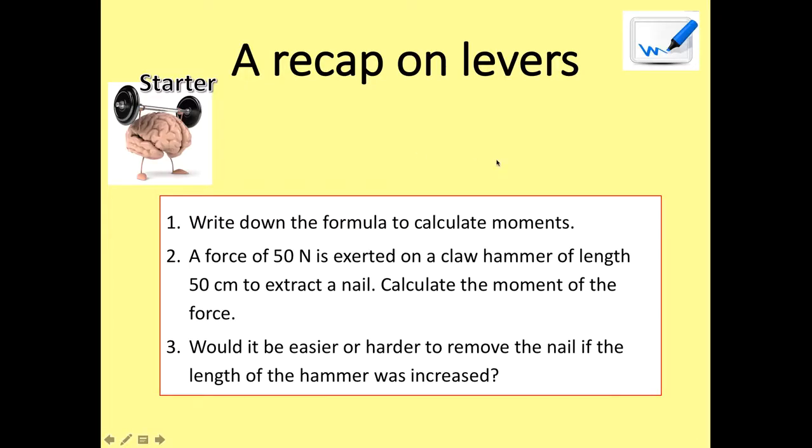So a lesson on gears then, and the first thing we need to do is to recap on what we did last time on levers. Levers and gears are very similar. You might not realize that, but hopefully you will by the end.